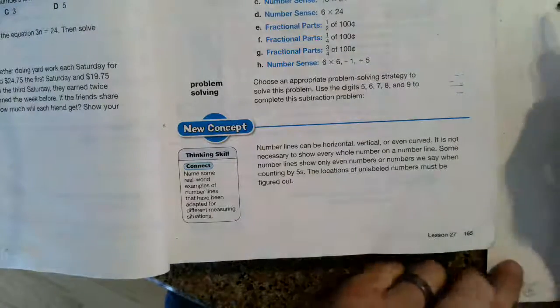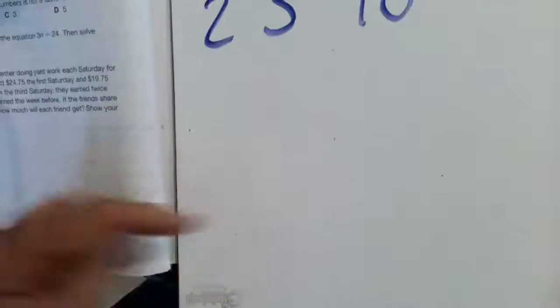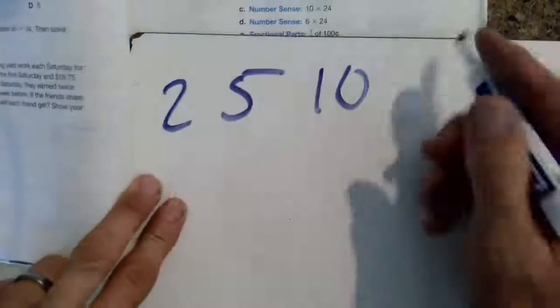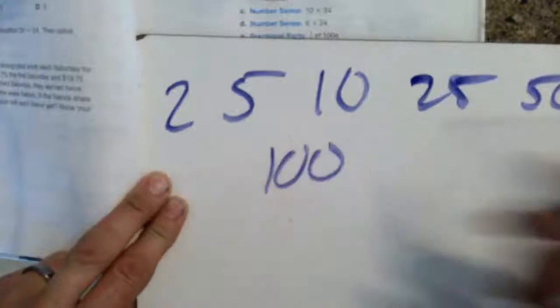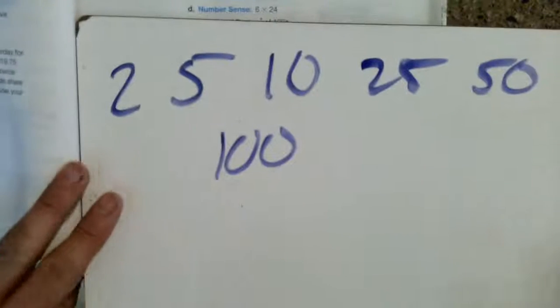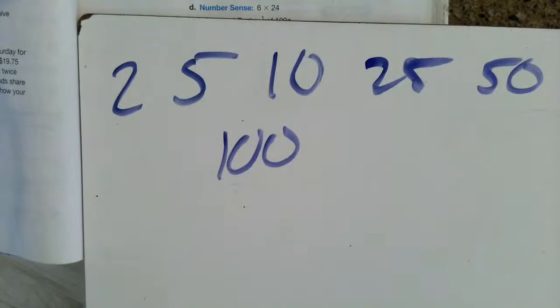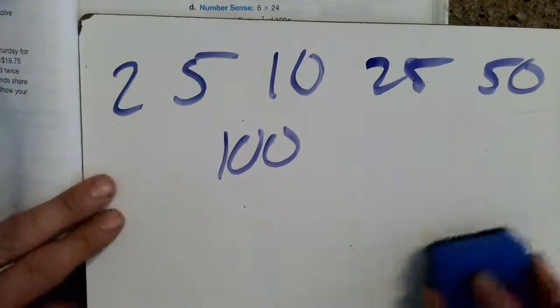I like to say, try 2, try 5, and try 10. Now you might even have some that will go up by 25s, 50s, or 100. Normally you're not going to find one that goes up by 3s or goes up by 7s. It's going to be typically one of these numbers, and I'll show you what I'm talking about here in a second.